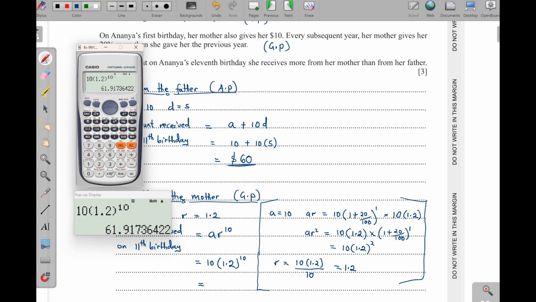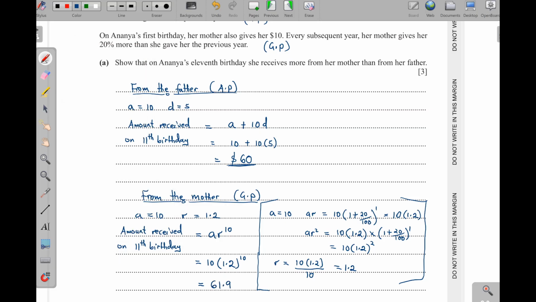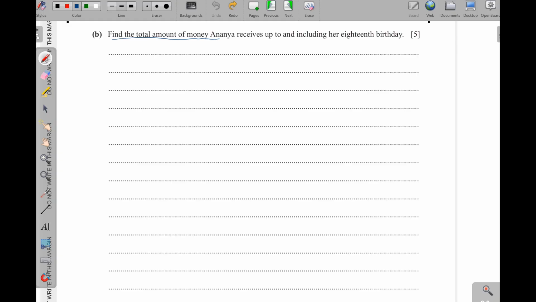And what do we get here? 10, and then we have 1.2, then to the power of 10. So we are getting 61.92, or $61 and then 92 cents. So this one here is bigger than this, as simple as that. Part B, find the total amount of money Ananya receives up to and including her 18th birthday. So we need to find out what she gets from the father and then what she also gets from the mother.